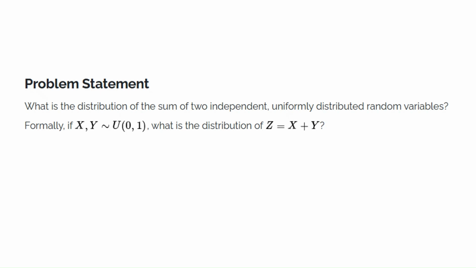Here's an interview question from Jane Street. What is the distribution of the sum of two independent uniformly distributed random variables? Formally, if x and y are uniformly distributed between 0 and 1, what is the distribution of z, which is the sum of x and y?